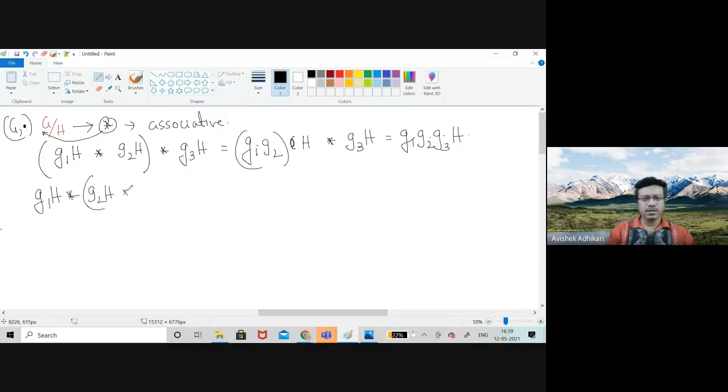G2H star G3H. Okay, what will this value be? G1H star G2G3H. I am dropping the star or dot in between, and then by definition it is G1G2G3H. So you can understand both the values are the same, so this is associative, and this is true for any G1H, G2H, G3H belonging to G quotient H, so it is associative.